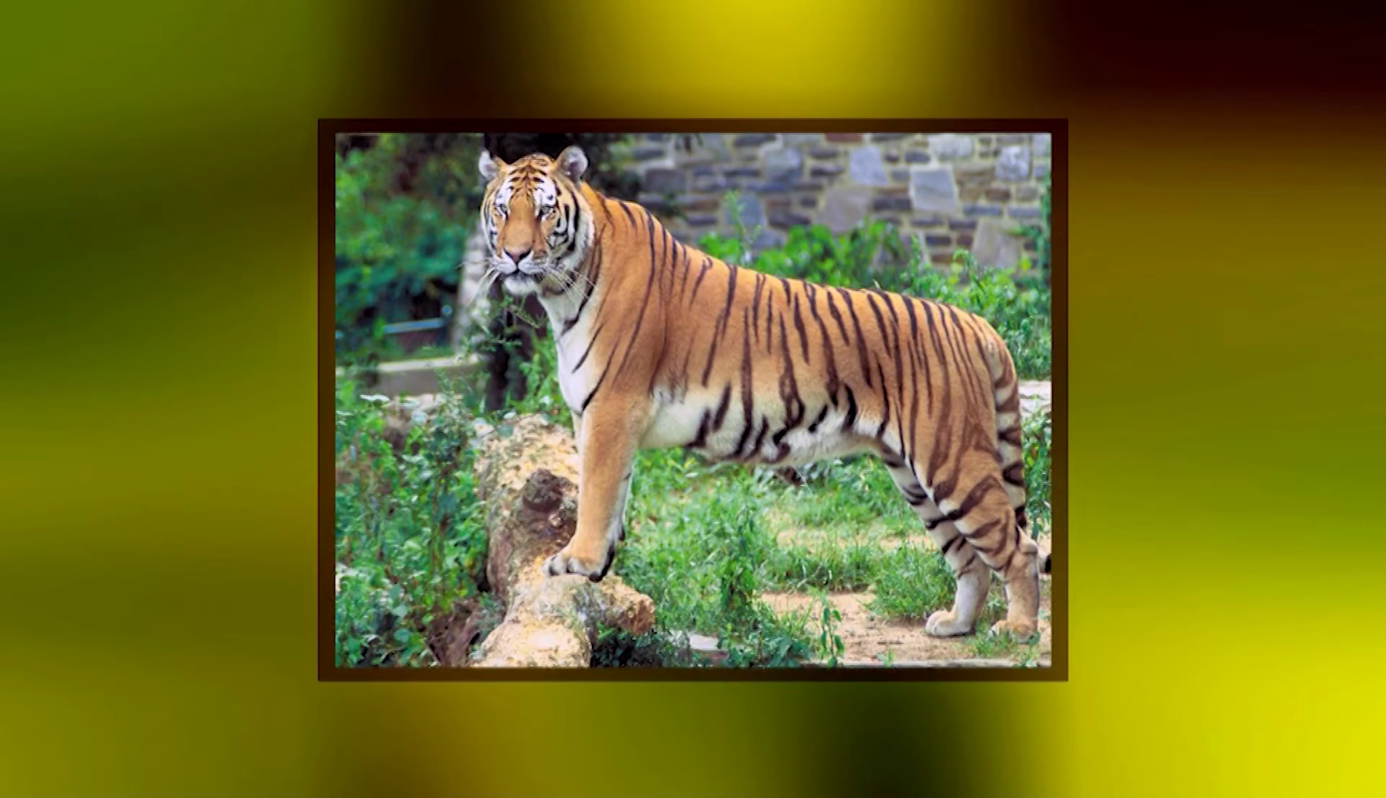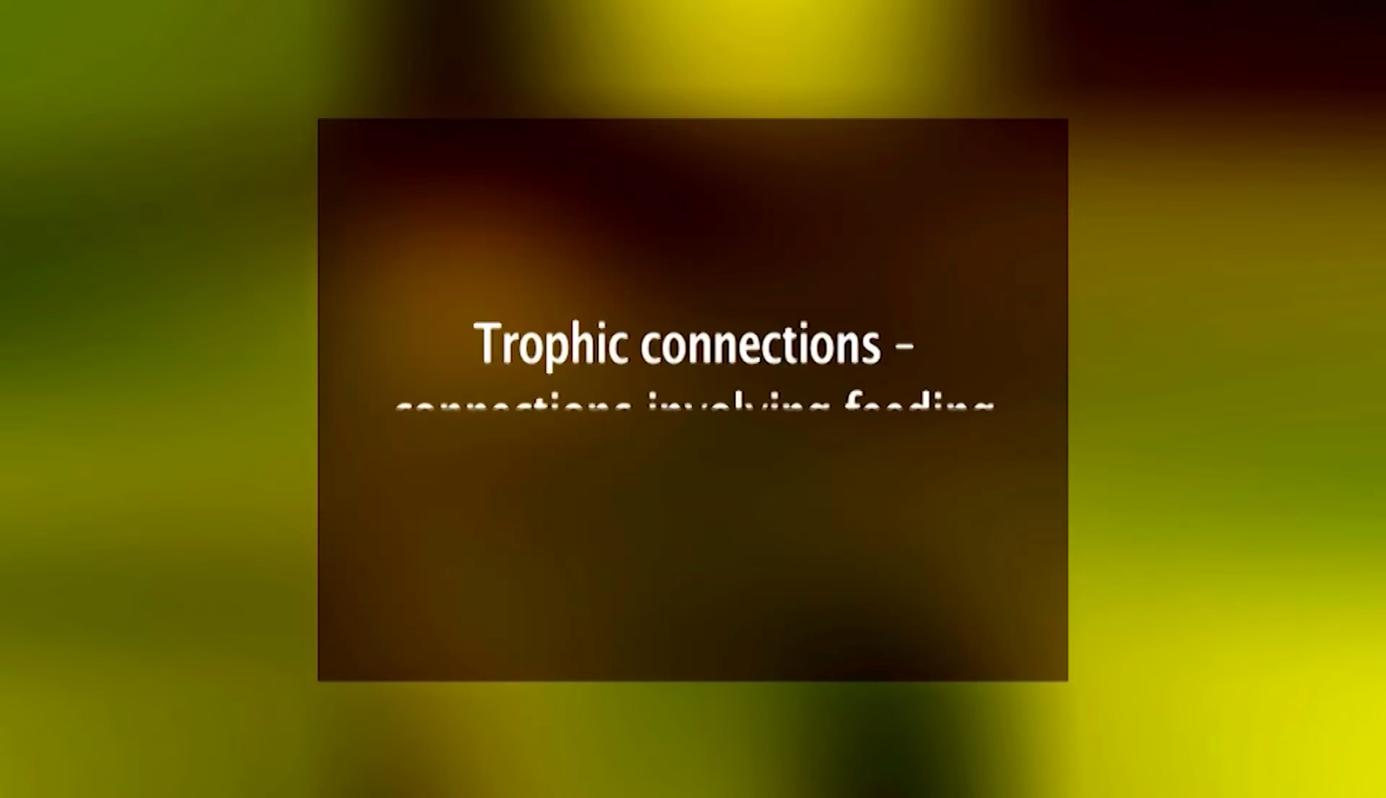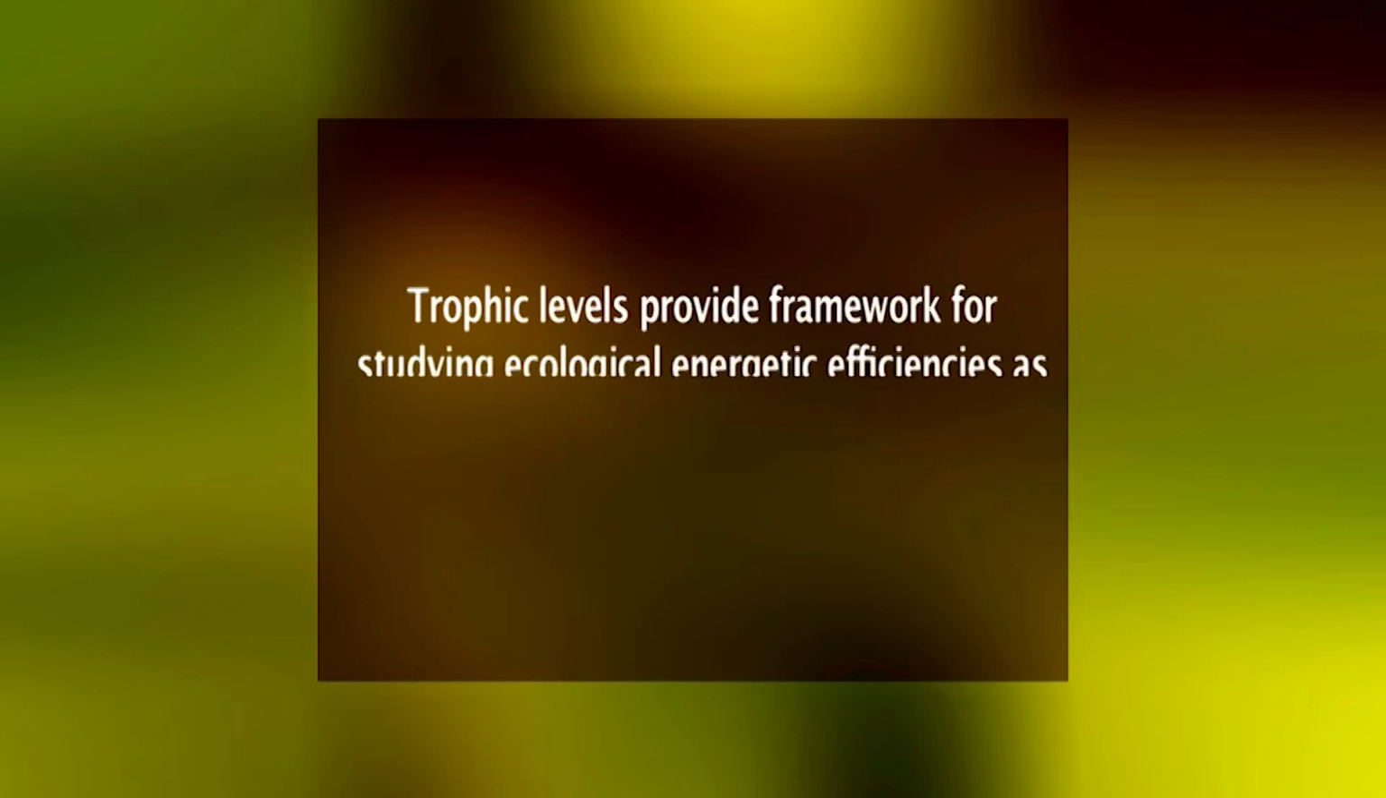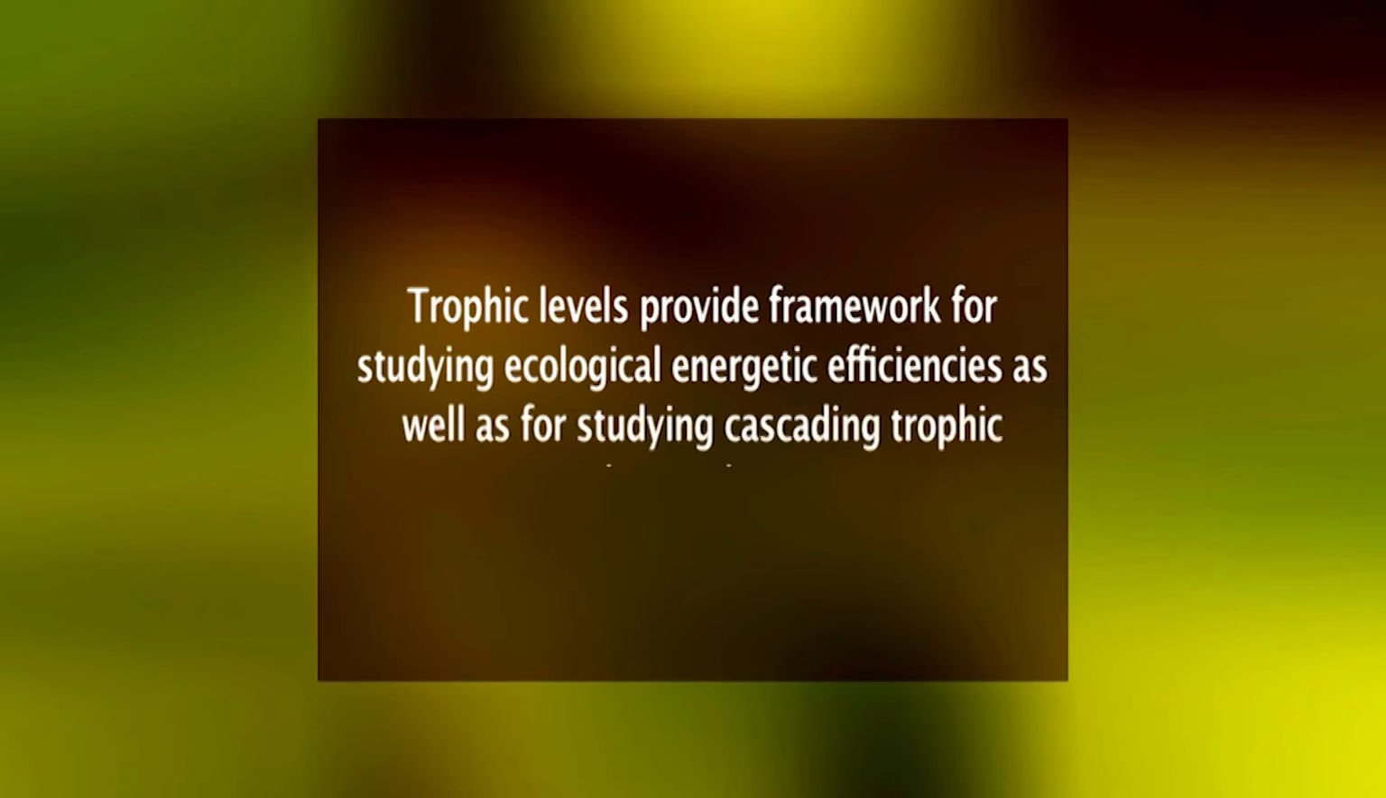The highest carnivore in the food chain is known as the top predator. Connections involving feeding are known as trophic connections. Trophic levels provide the framework for studying ecological energetics and efficiencies, as well as for studying cascading trophic interactions.